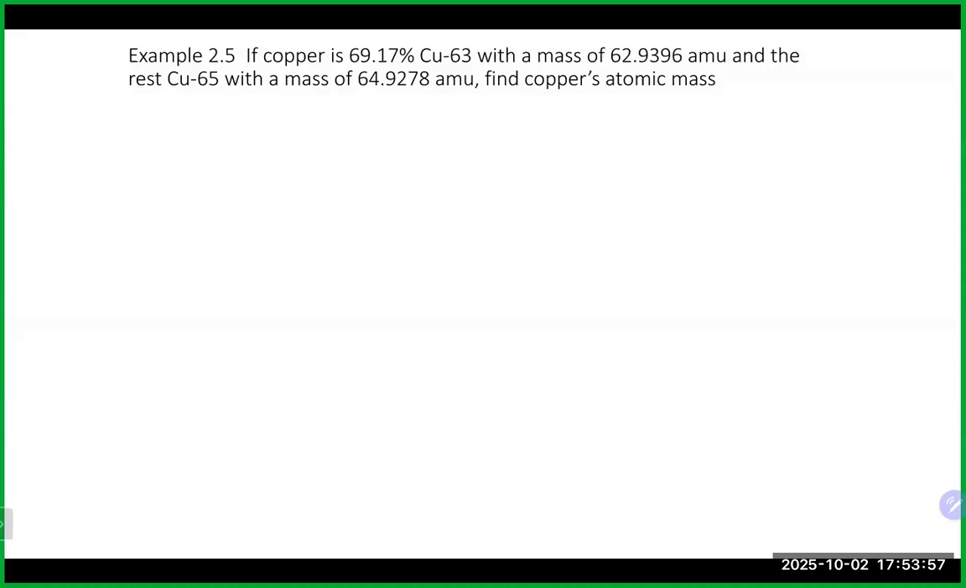So if we have something like this, why don't you try it here? If copper is 69.17% copper 63, with a mass of 62.9396 AMU, and the rest of it is copper 65 with a mass of 64.9278, what is the atomic mass of copper in AMU? So why don't you give it a calculation and see what you get here.